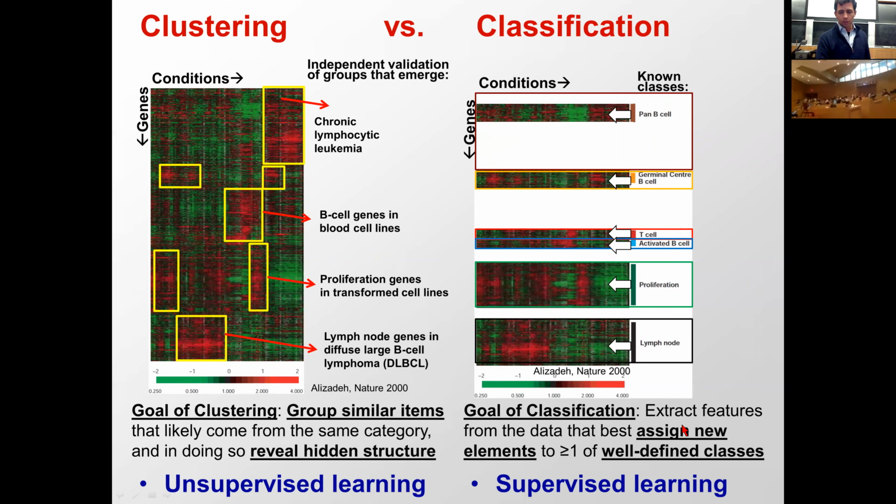So the goal of classification is to extract features from the data that best assign new elements to one or more predefined classes. Okay? Everybody clear in the difference between clustering and classification? Any questions so far?